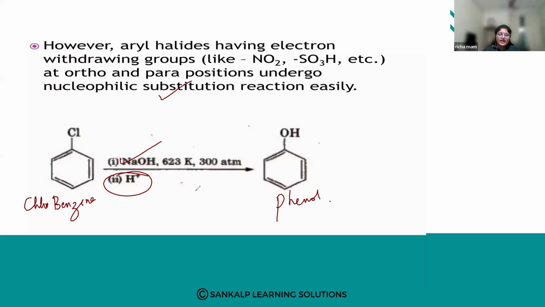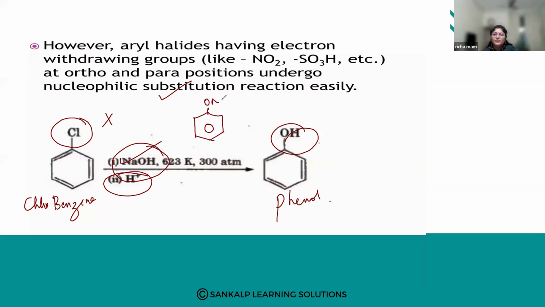So these are the reactions. What is happening here in chlorobenzene? We are replacing the halogen by a hydroxyl group, converting the haloarene into a phenol, by heating at high temperature, 623 Kelvin and 300 atmospheric pressure, with NaOH followed by acid hydrolysis. First I'm going to get sodium phenoxide, and followed by acid hydrolysis, the Na will be replaced by H. I'm going to get phenol. Fine.